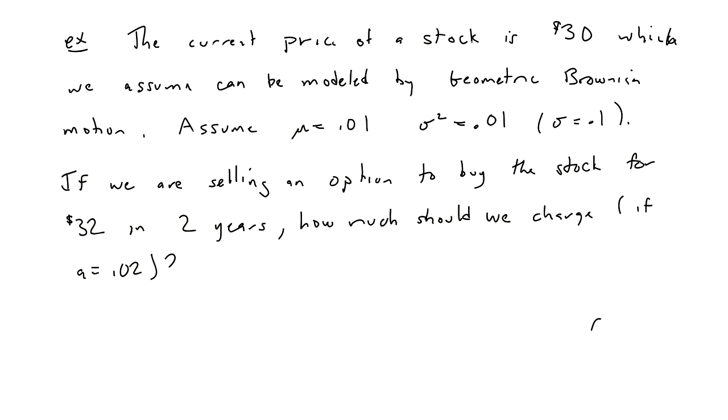If we're going to sell an option to buy the stock for $32 in 2 years, then how much should we charge? This is the question we want to be able to answer. And from the previous one, we know if we charge the wrong amount, there will be arbitrage and things are going to go badly. That would mean there's a bet that is guaranteed to make money: you buy some stock, you sell some options, and if you do it correctly, you're guaranteed to make money.